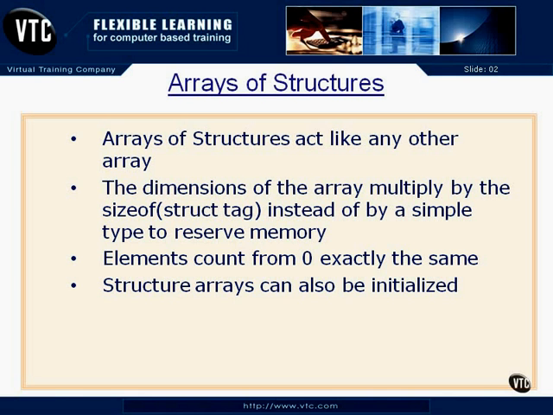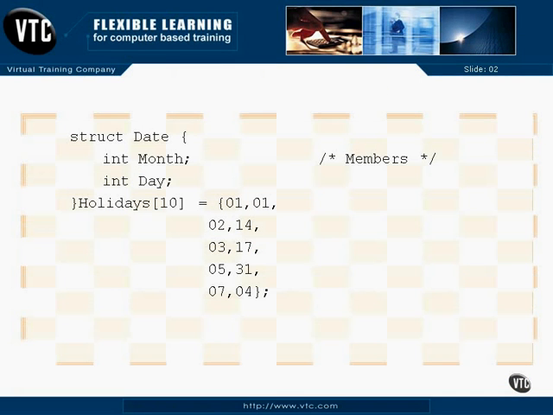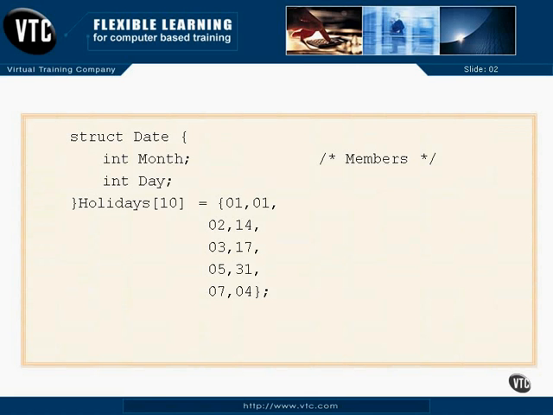The elements count from 0 exactly the same way, and structure arrays can also be initialized, just like this. Here we stripped the year off of our date structure, so we only have the month and day now, but same concept. And now we still have our tag, date, but here we've made an array of 10 holidays. I did not go ahead and fill them all in, but here's just a few, and this is how you initialize a structure array. An array of structures is the way it should be said. So here we have up to 10 holidays, and we'll have January 1st and February 14th and March 17th and so on that we'll put into our simple array as it is initialized.